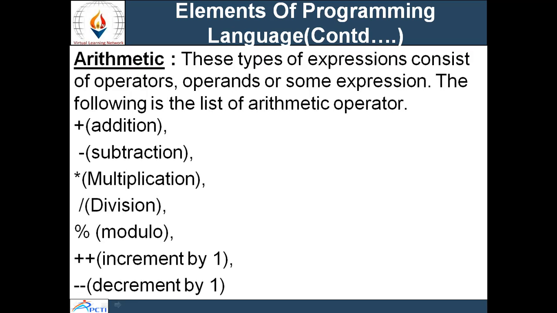Arithmetic. These types of expressions consist of operators, operands, or some expression. The following is the list of arithmetic operators: addition, subtraction, multiplication, division, modulo, increment by 1, decrement by 1.